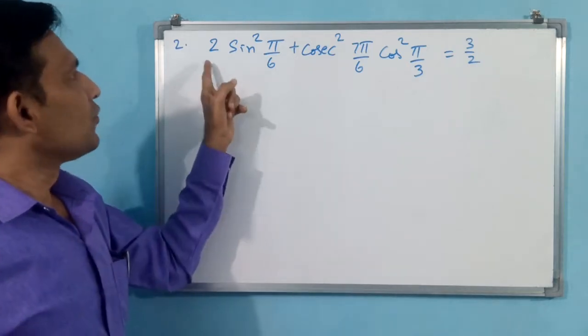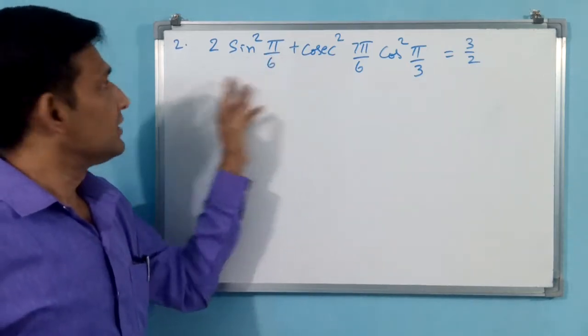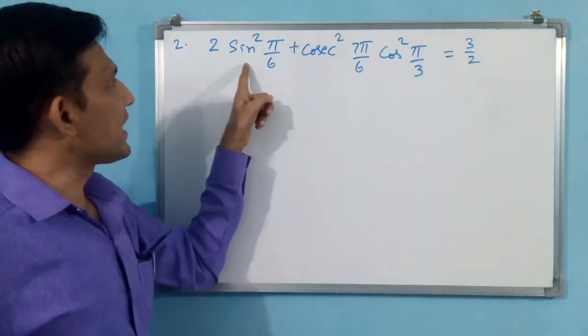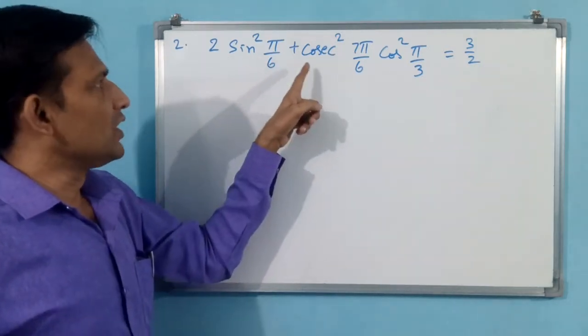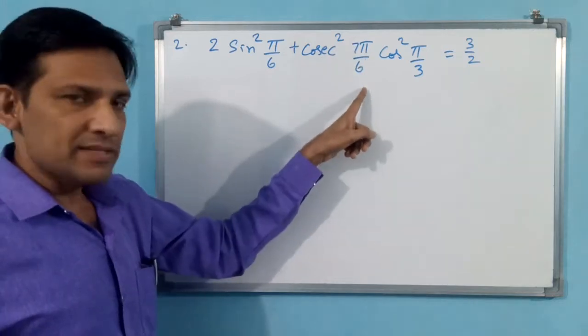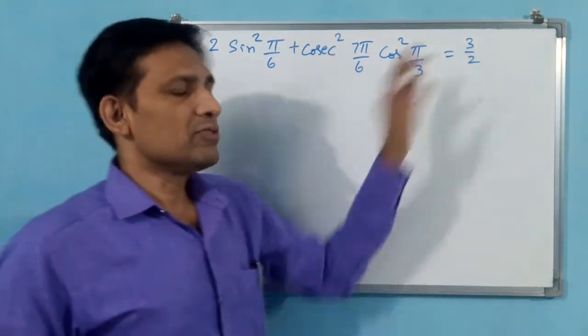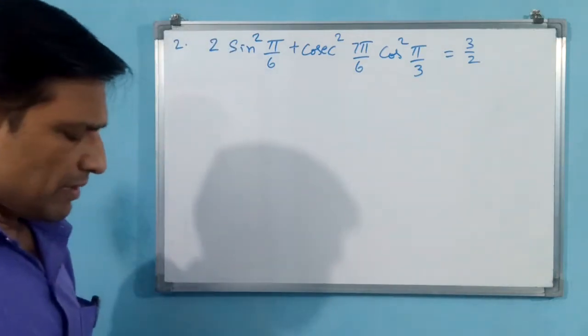Okay. 2 sin square pi by 6. From here onwards the question starts. 2 sin square pi by 6 plus cosecant square 7 pi by 6 cos square pi by 3 is equal to 3 by 2. We have to show 3 by 2.